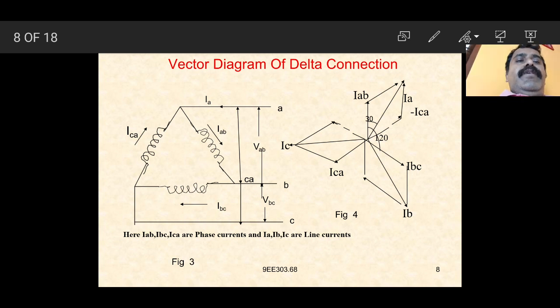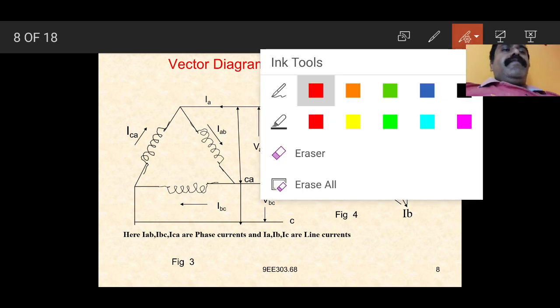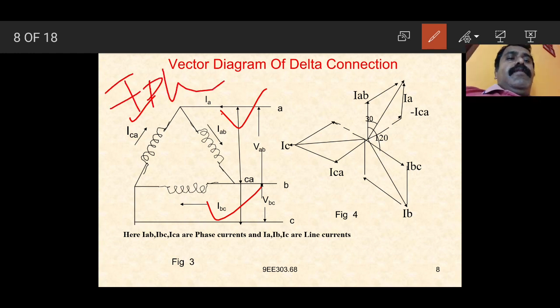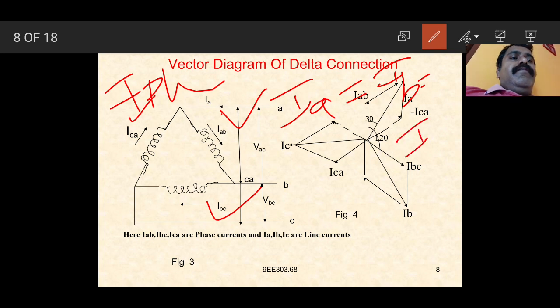So IAB, IBC, and ICA are flowing. These are the phase currents, I phase. IA, IB, and IC are the line currents, IL.